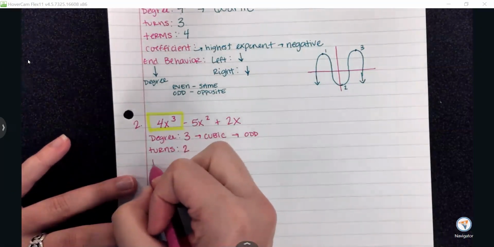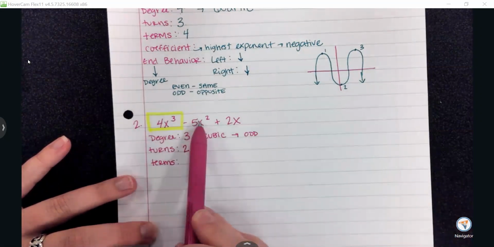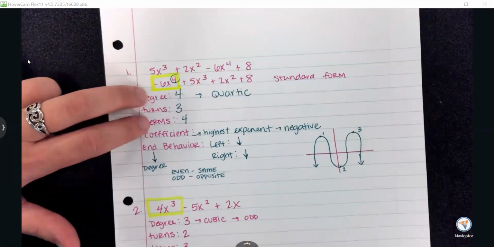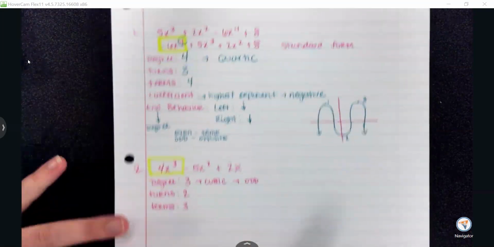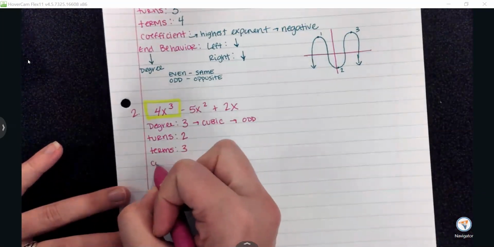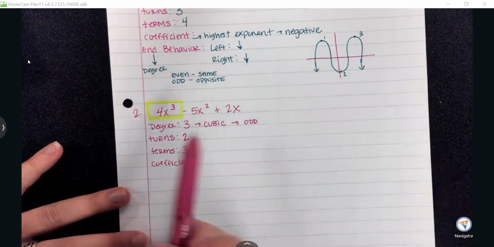And then terms, how many terms does it have? 1, 2, 3. Do you see how these are the same and these are the same? That's coincidence. That does not happen all the time. Don't think it does, okay? Let's talk about a coefficient. So my coefficient is the number in front.